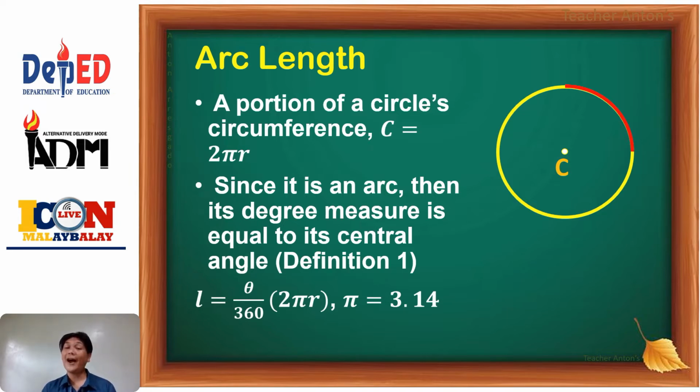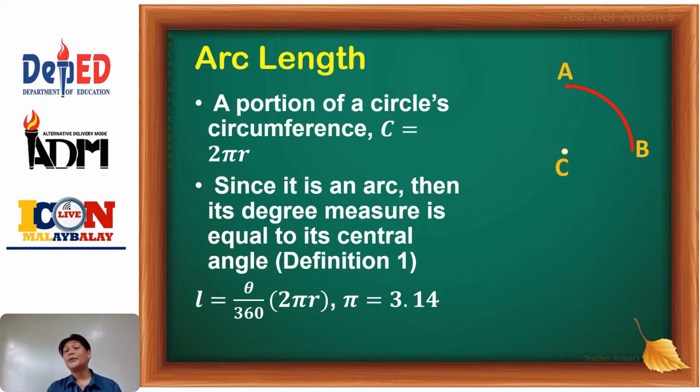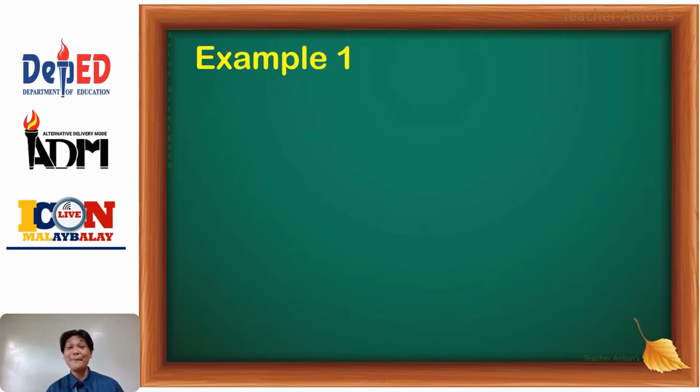Now, if we're going to solve for the arc length, let us consider the endpoints of the arc, which are A and B. To solve for the length of that arc, we need to find the length of the radius. Take note that we have two radii, CB and CA. Aside from the length of the radius, we also have to identify the central angle, which is theta. Now let us proceed with an example in solving for the arc length.